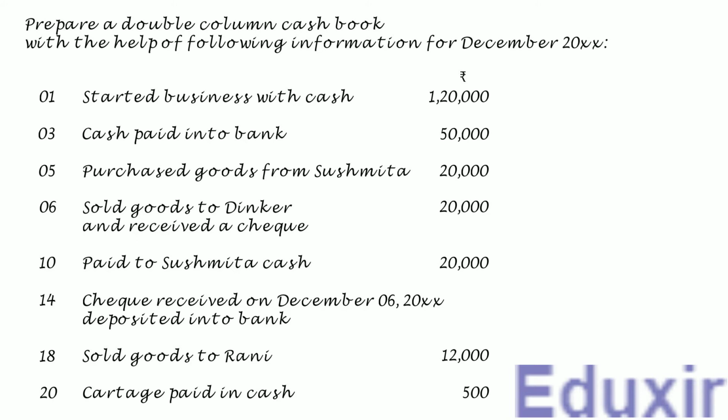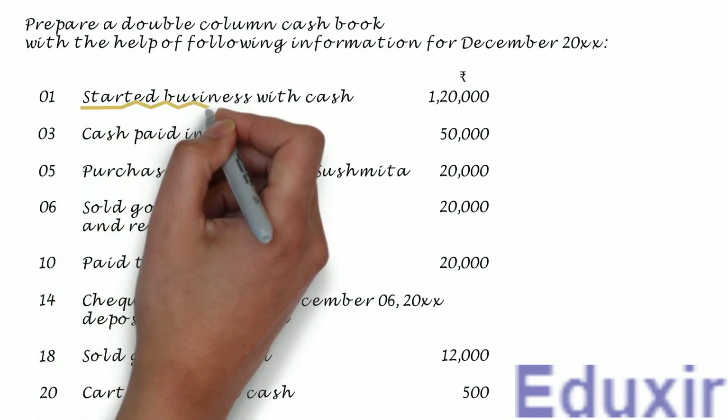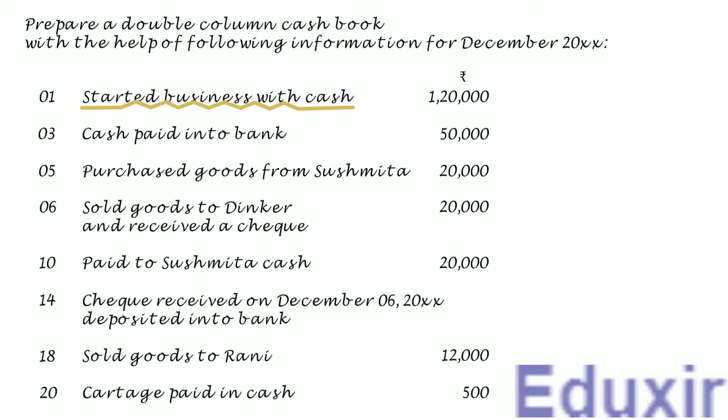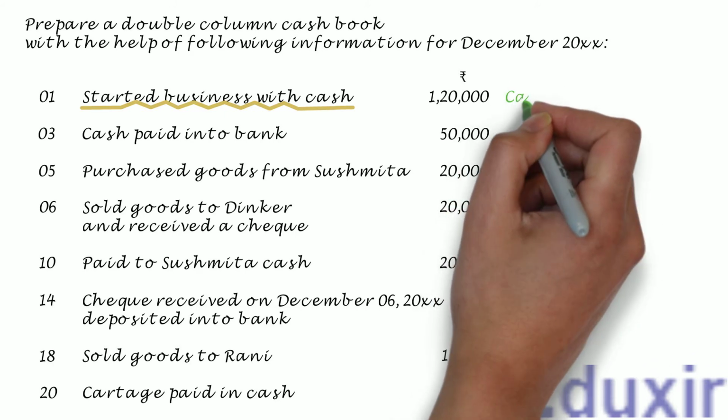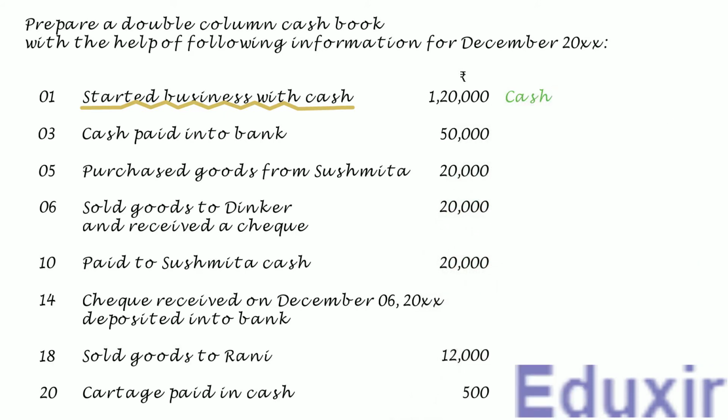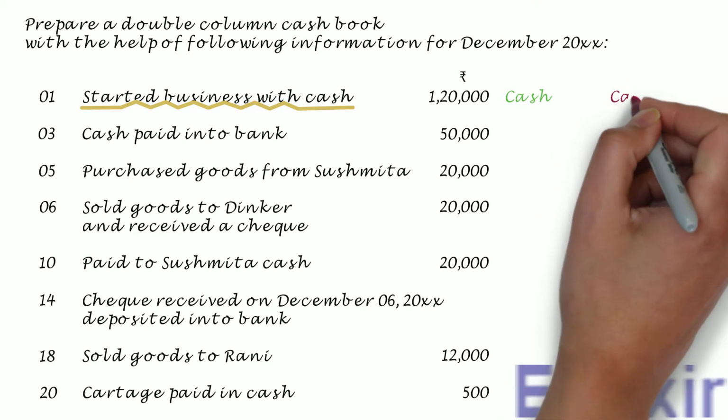In the transaction done on 1st December, the business is started with a cash of 1,20,000 rupees. Starting the business with cash is equivalent to increasing the cash asset of the business. So in this case, the cash asset of the business is increasing. The rule to record an increase in the asset is to debit the corresponding asset account. In this case, the cash account should be debited. At the same time, as the owner is starting the business, the owner's equity or capital will be increasing. The rule to record an increase in the capital is to credit the capital account.